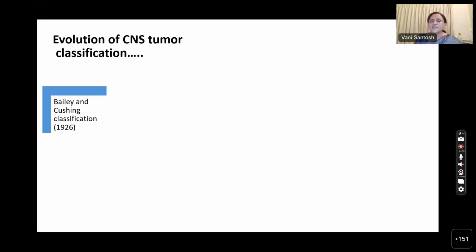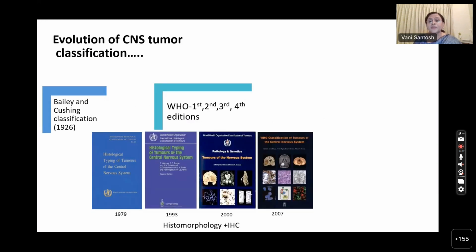The very first classification was put forth by Bailey and Cushing. This was way back in 1926. A very primitive classification, nevertheless, it was quite a consistent classification, and therefore it lasted for a very long time, for nearly 50 years before the WHO took over the classification of the CNS tumors in the year 1979. And between these years, 1979 to 2007, the 4 editions of the WHO classifications have been published. These are popularly referred to as the Blue Books. And in all these, the classification was based solely on the histomorphology, and that was supplemented by immunohistochemistry in the later editions.